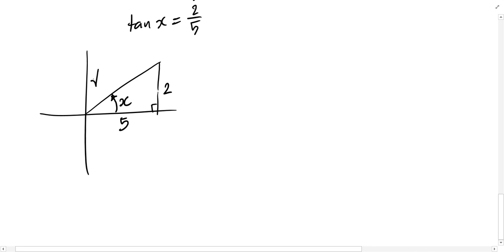Square root 29. Okay, so it is just a number, square root 29. And we are supposed to find secant. This is part 3. Secant of pi over 2 minus x.